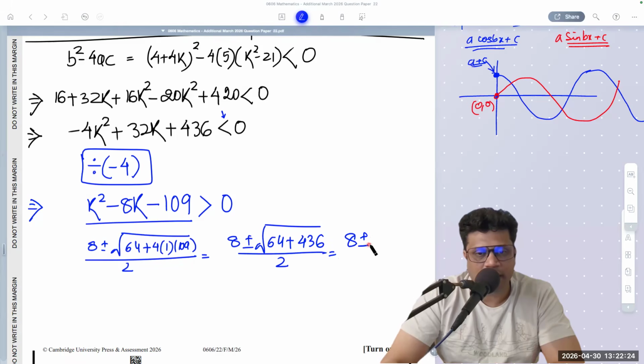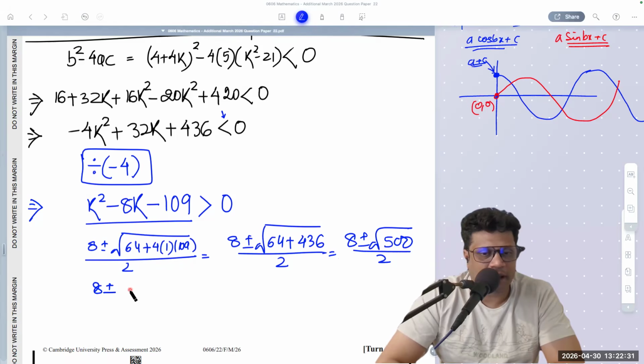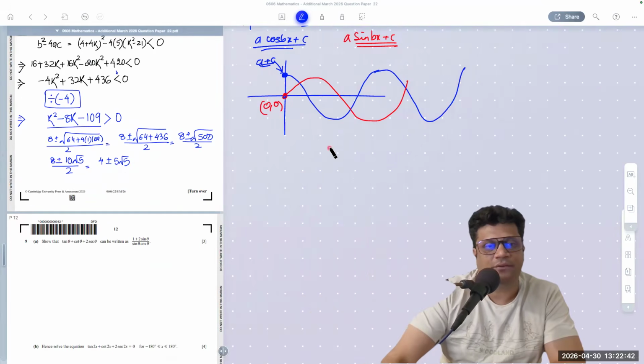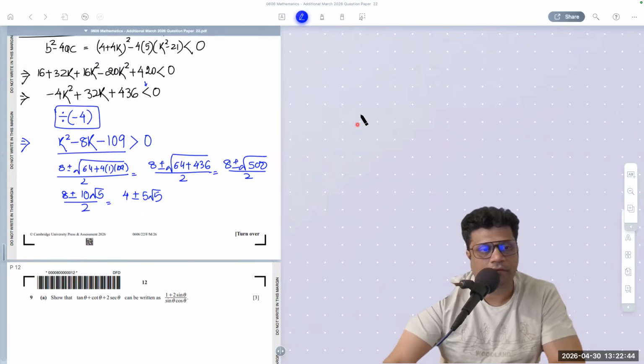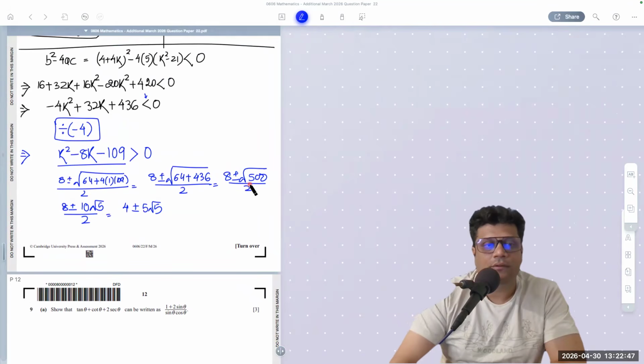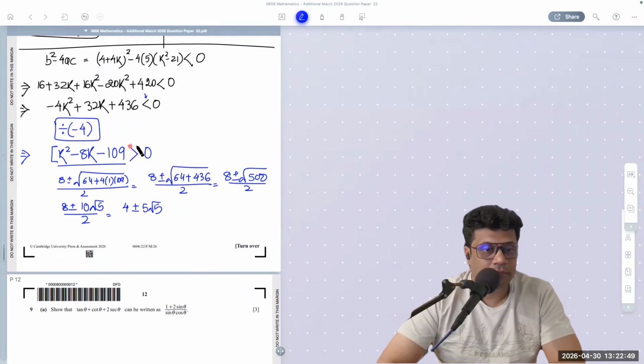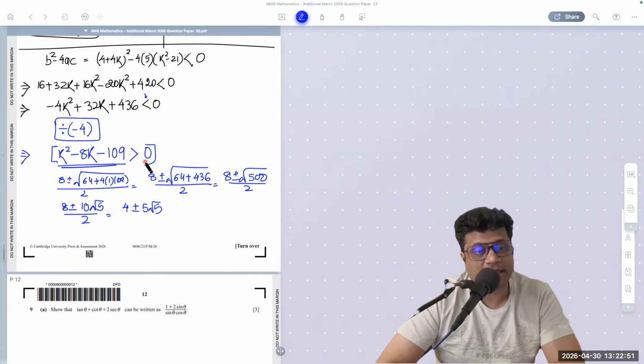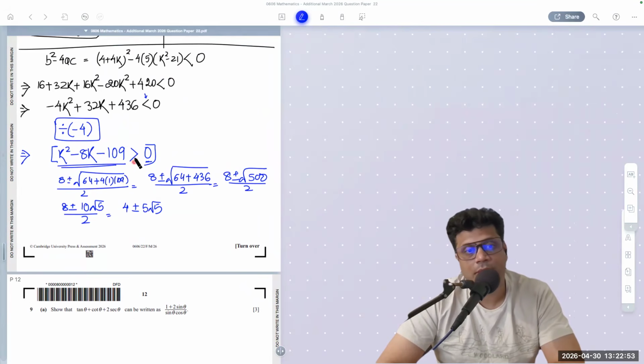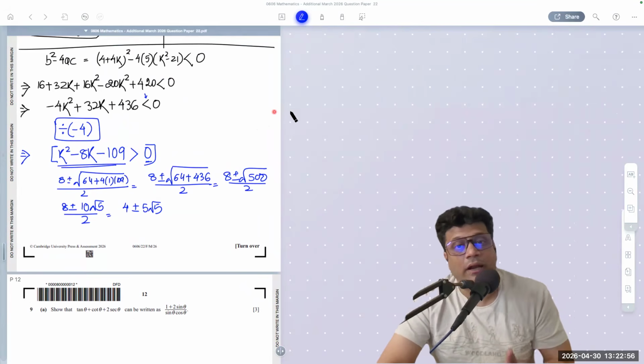That's 8 plus minus root of 500 by 2. That's 8 plus minus 10 root 5 by 2. That's 4 plus minus 5 root 5. Those are the two values you get for k. Now, that's when the quadratic is equal to 0. We'll come back to the inequality part of it.